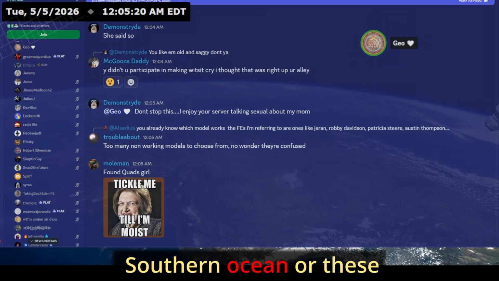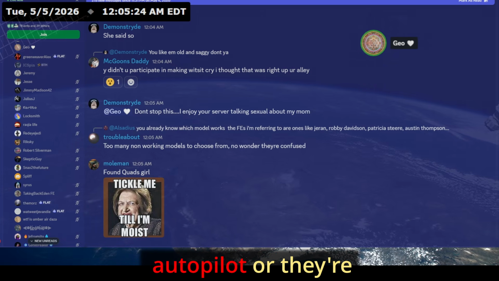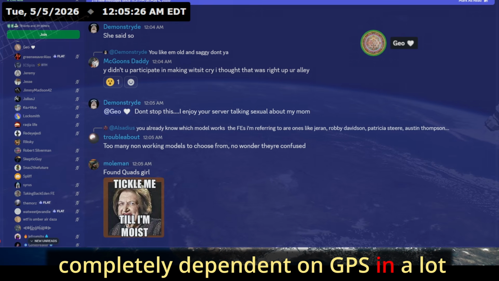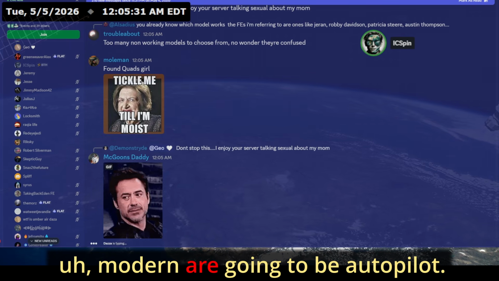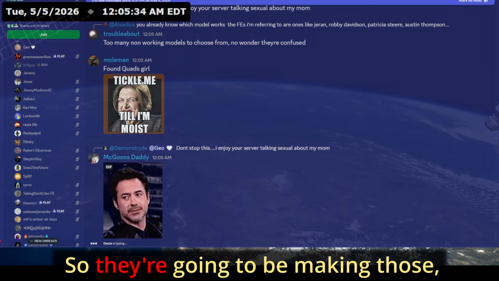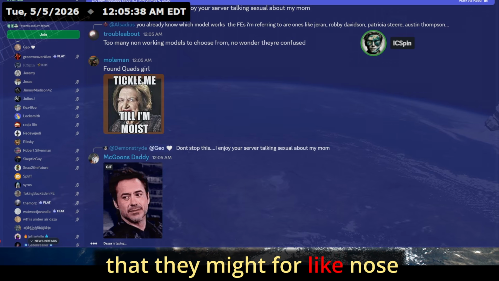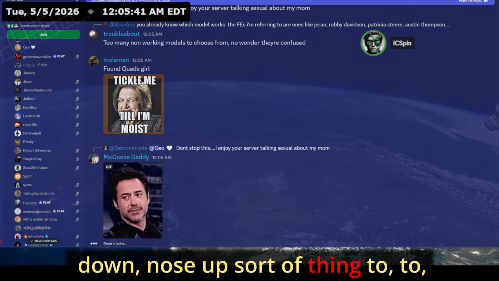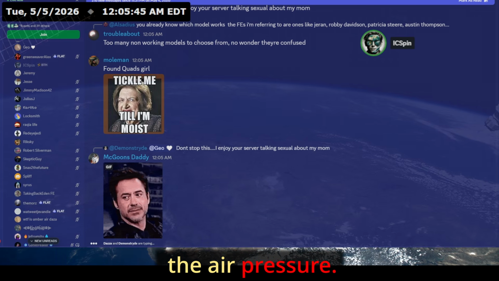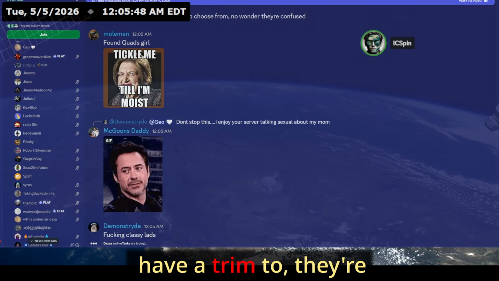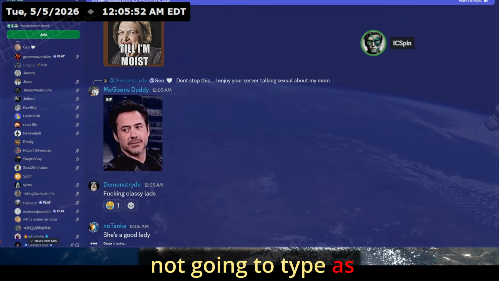These southern ocean or long ocean flights, aren't those usually either autopilot or completely dependent on GPS in a lot of cases? Well, I think most modern flights are going to be autopilot, making those micro corrections, nose down, nose up. They're just trimming it to the specific air pressure, and they're going to remain at that altitude regardless. It's not going to tell if it's flat or globe.